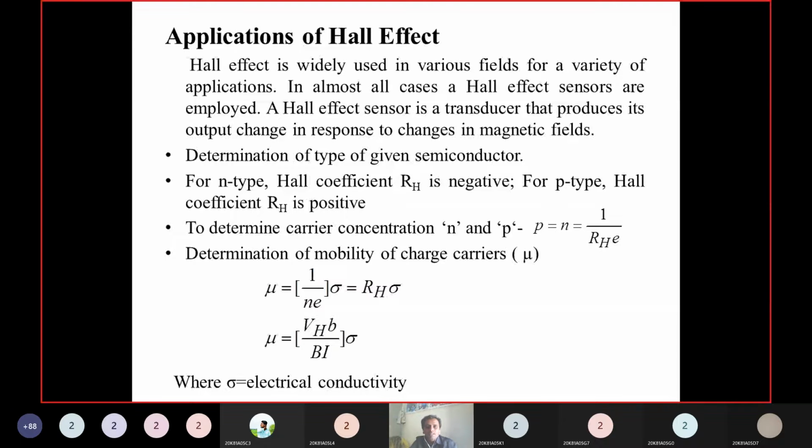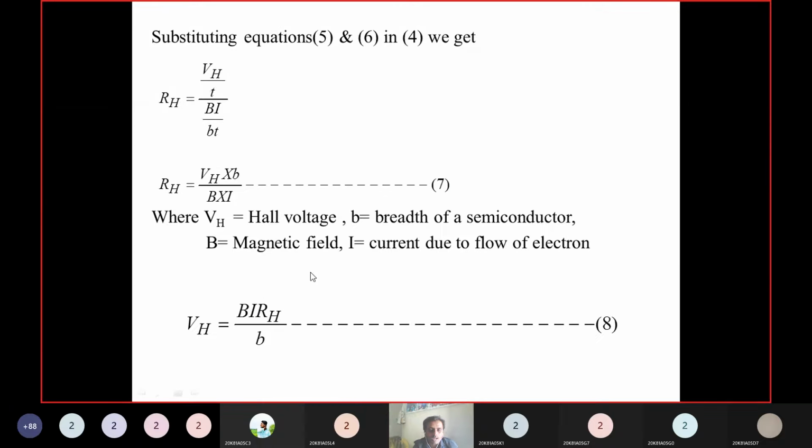It will be used as a sensor. By using the Hall effect, we can measure how much magnetic field we applied. RH we can find out initially, and by using a voltmeter we can measure the VH value. So we can easily measure varying magnetic fields. That's why we can use it as a sensor.